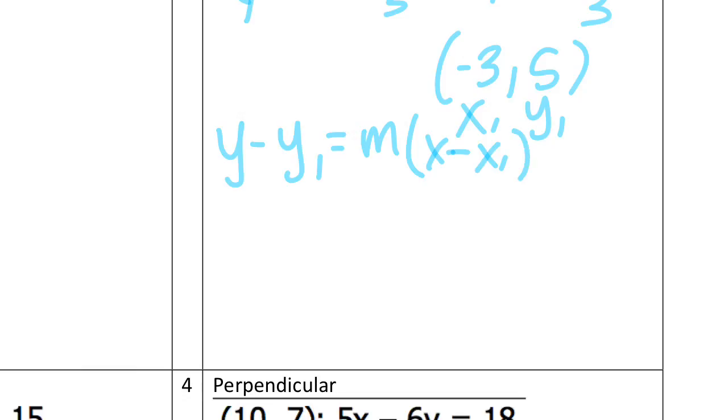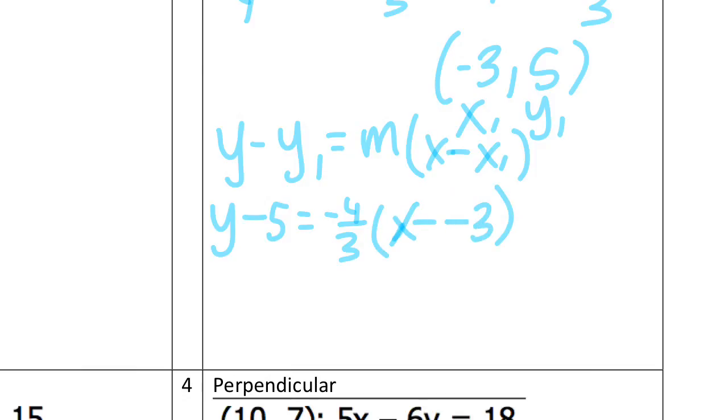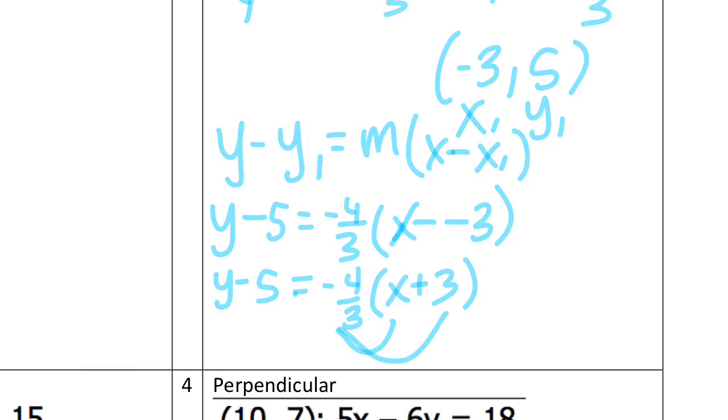Sorry, it's a little bit messy there. And then I plug in what I have. So I'm going to have y minus 5 equals -4/3 times x minus a -3. Okay, now at this point I want to change any minus negatives to just positives and make my equation a bit simpler to work with. So I have y minus 5 equals -4/3 times x plus 3, and now I'm going to work on distributing.